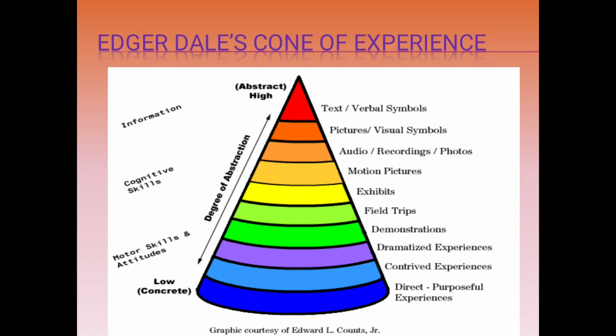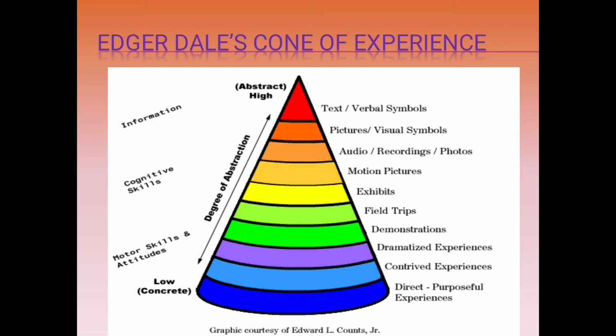Then we have the contrived experiences, dramatized experiences, demonstrations, field trips, exhibits, motion pictures, audio recordings or photos, pictures and visual symbols, and finally the text and the verbal symbols. We can see the level of observation is higher when they are involved in the direct and purposeful experience rather than hearing verbal symbols or textual information.